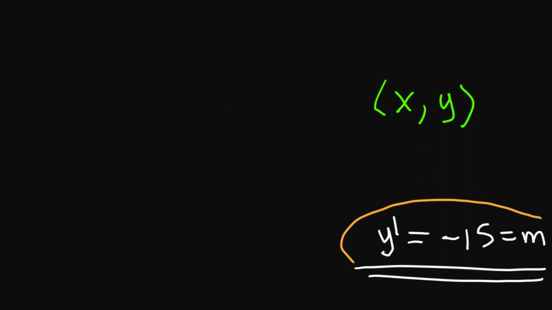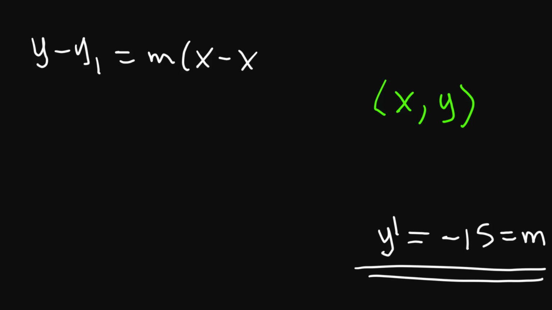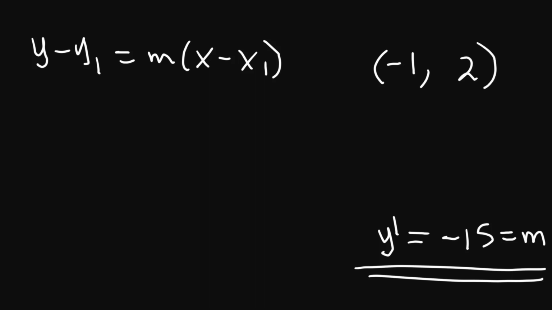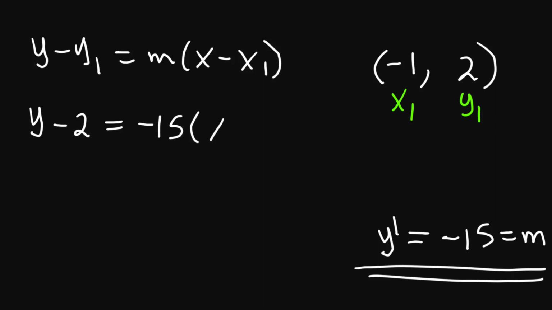Now since we have the slope m and the values of x and y, let's see how we can find the equation of the tangent line. The formula we shall use is y minus y1 equals m times x minus x1, and it is called the point slope form. The point of interest was negative 1, 2. In this case, negative 1 will be x1 and 2 will be y1. Therefore, we shall have y minus y1, which is 2, equaling m, which is negative 15, times x minus x1, which is negative 1.